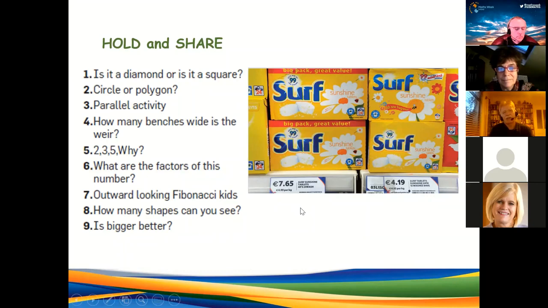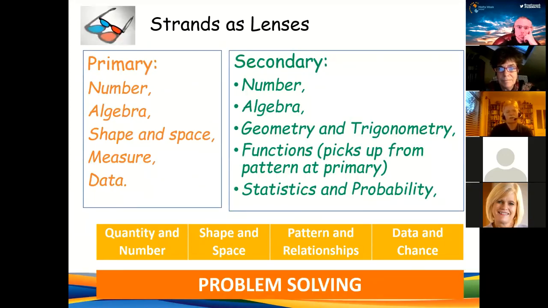But again, from the point of view of trying to think about the world and opening your Maths Eyes in the world, this idea of using these lenses matches up with the strands in the primary curriculum. I know the strands are probably going to change slightly, but at the moment, for primary and secondary, they're number, algebra, shape and space, measure and data.